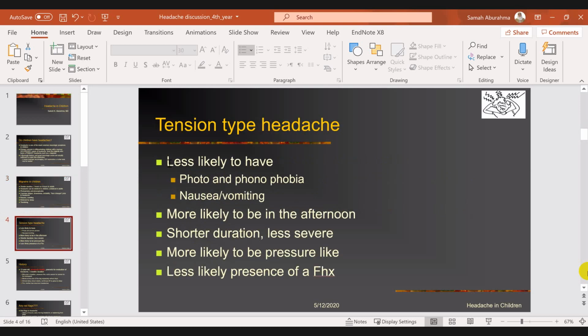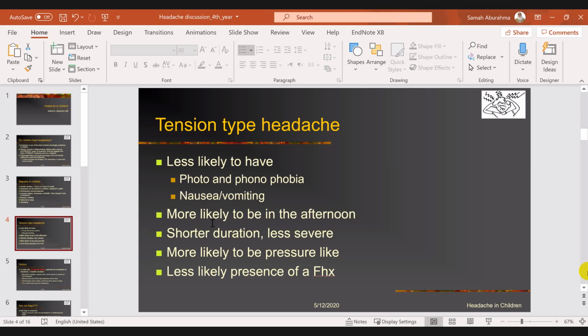Tension type headache and migraine headache, there's not a clear-cut differentiation between them. They're more like a spectrum. But when it's a tension type headache, they are less likely to have photophobia and phonophobia. They are less likely to have nausea and vomiting. Tension type headache is more likely to be in the afternoon, especially at night, at the end of the day, after school, after they come home from school, they start having the headache.